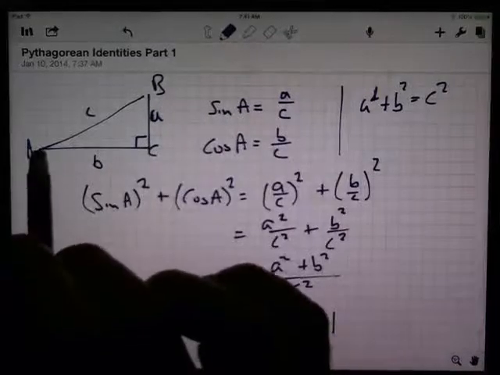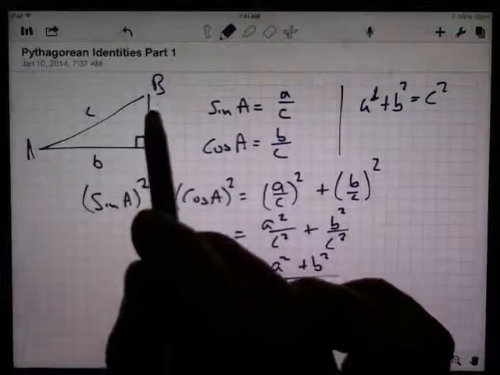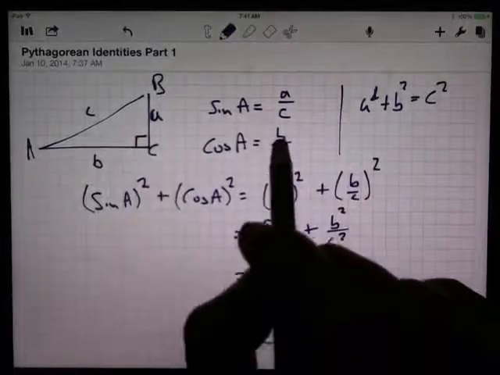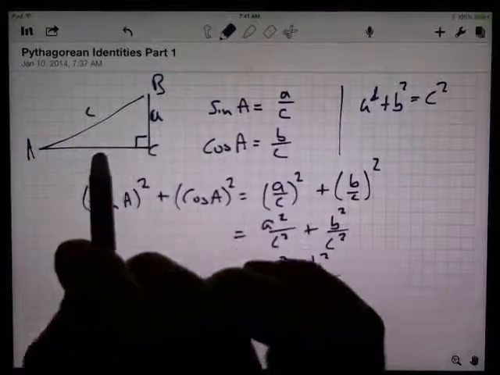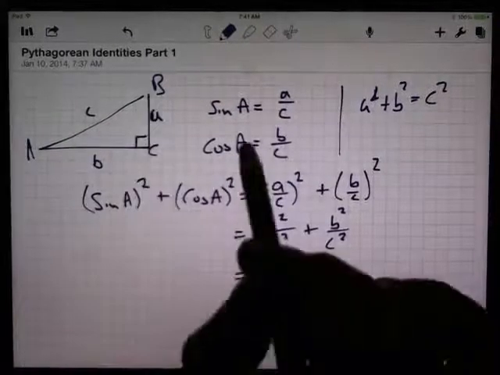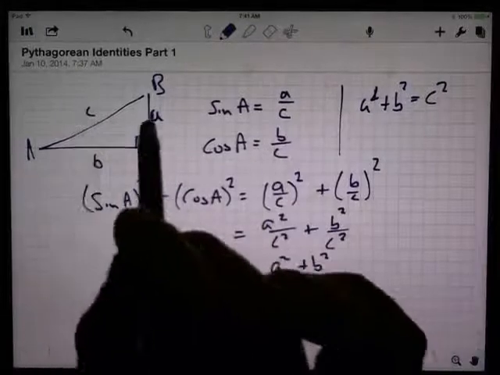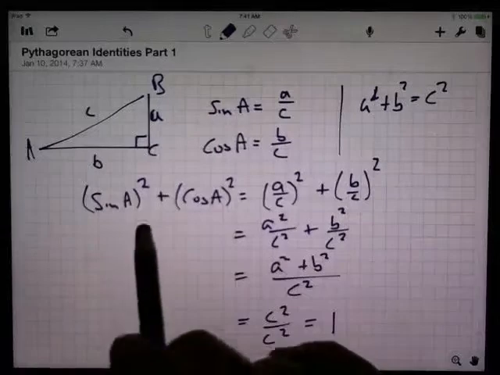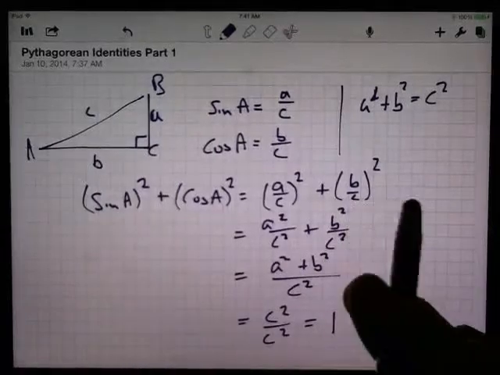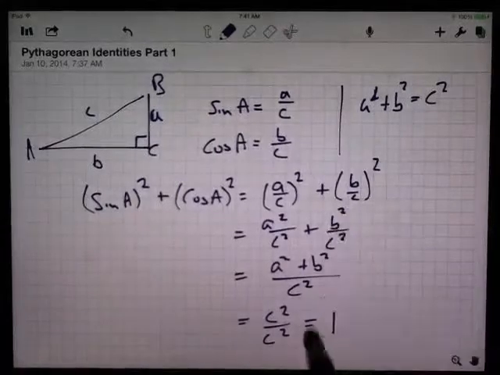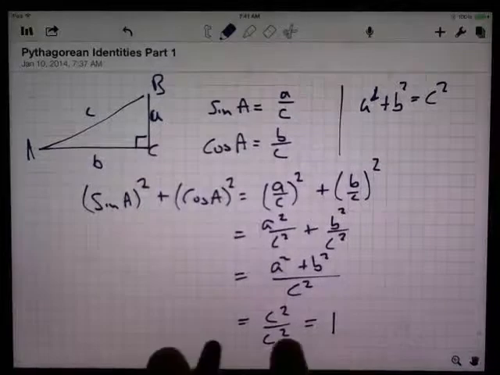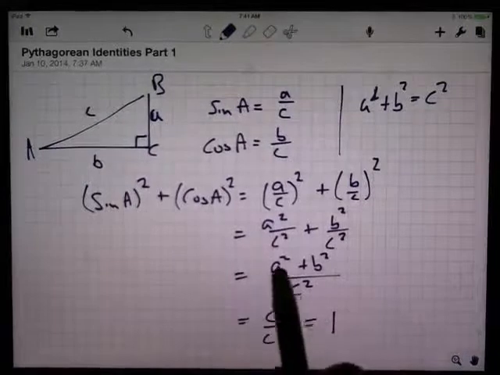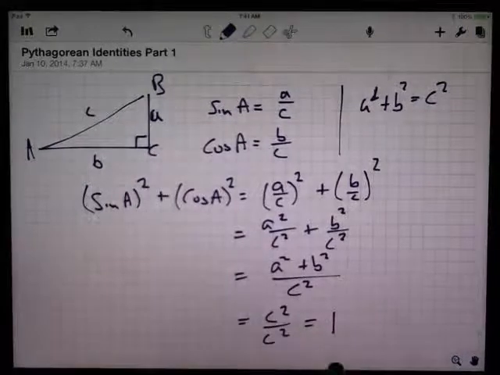Notice it didn't matter that I used A. I could have used B. It's just that the role of sine and cosine would swap, because where this b over c is the cosine of A, b over c would have been the sine of angle B, and likewise the a over c would have been the cosine of angle B. So if I had put a B in here and here, then I would have added the same two fractions together, but just in the other order. I still would have ended up with 1. It turns out that for any angle, take the sine and square it, take the cosine and square it, add them up, you will always get 1.